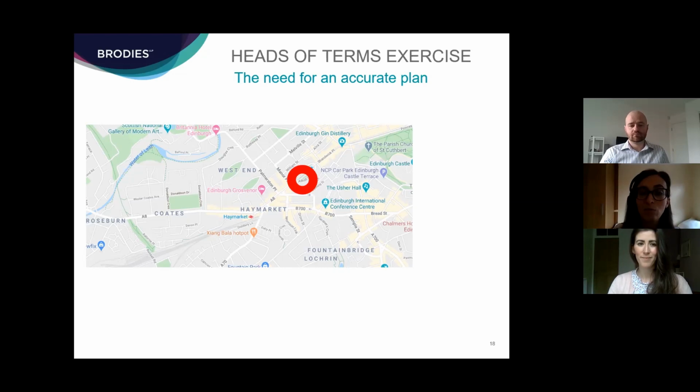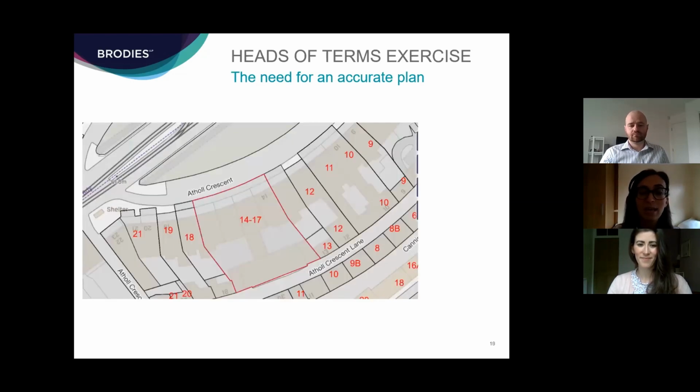So if we move on to the next slide, you'll see this is a much clearer plan with the extent of the property shown outlined in red. And this is much more like the plan we would be looking for to be included on heads of terms. Now, if you are asked to include a plan in heads of terms or a sale brochure, before finalising those, please do feel free to come to us, as we can often obtain a title plan and send that to you for inclusion, just so that the extent is clarified at the outset.